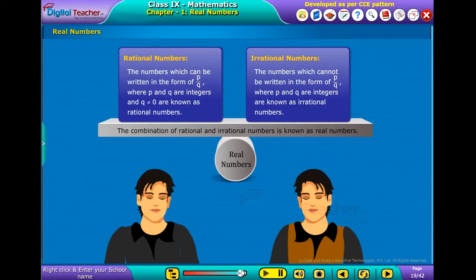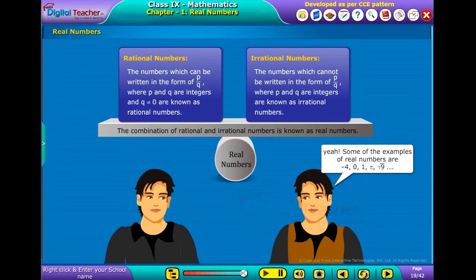Can you give some examples? Yeah, some of the examples of real numbers are -4, 0, 1, pi, √9 and so on.